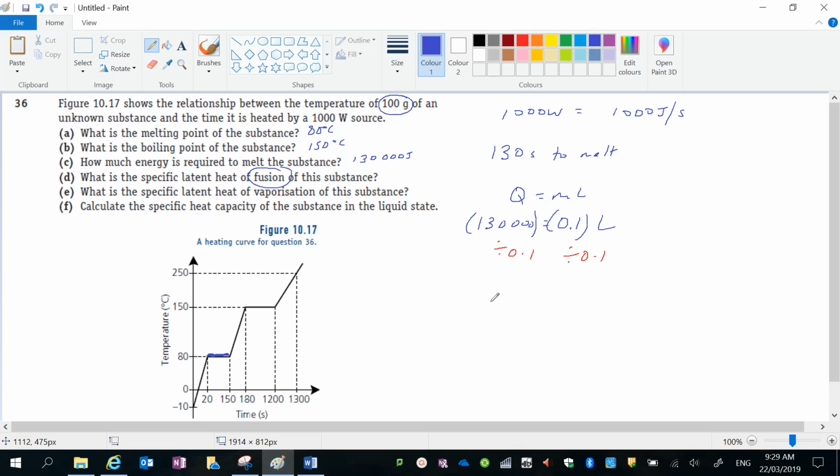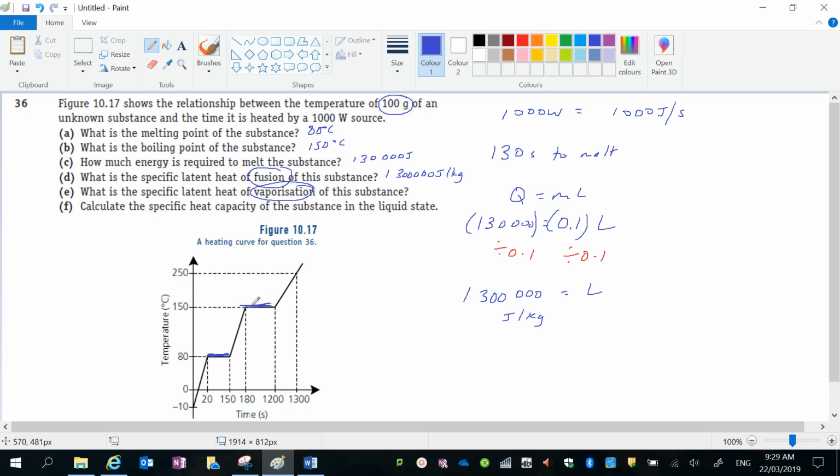Okay, let's keep going. So 130,000 divided by 0.1 is 1,300,000. That is the latent heat. Now latent heat's measured in joules per kilogram. So that one's finished. 1,300,000 joules per kilogram. What is the specific latent heat of vaporization of the substance?